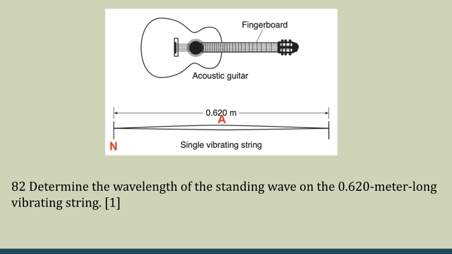Question 82 says, determine the wavelength of the standing wave on the 0.620 meter long vibrating string. Again, keep in mind that the number given here is not actually the full wavelength because, like we said, we only have 1 antinode. So if I divide by 2, that means I only have half of a wave, or half of a wavelength. So if I only have half of the wave shown, I would have to multiply this number by 2. And that's how I would get my answer, 1.24 meters. And that's my true wavelength.